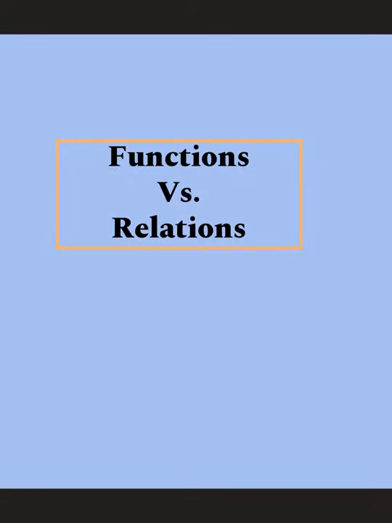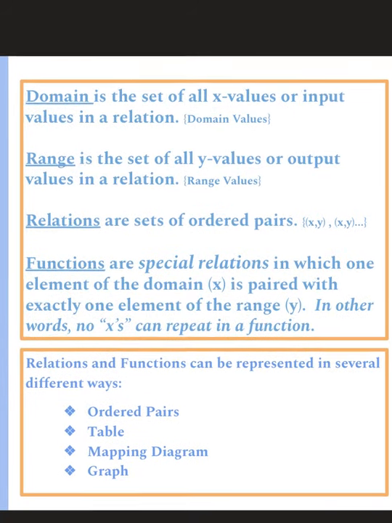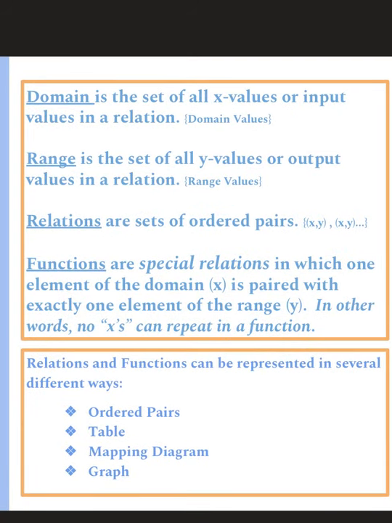Functions versus relations. Let's see, we've got a whole bunch of vocabulary here. We've got the domain. It's a set of all the x values or input values in a relation. When you write a domain, you put these squiggly brackets. You'll list out the domain values and then close your squiggly brackets. Those squiggly brackets are, in other words, saying the set of these numbers. That's how you would read it, those squiggly brackets.